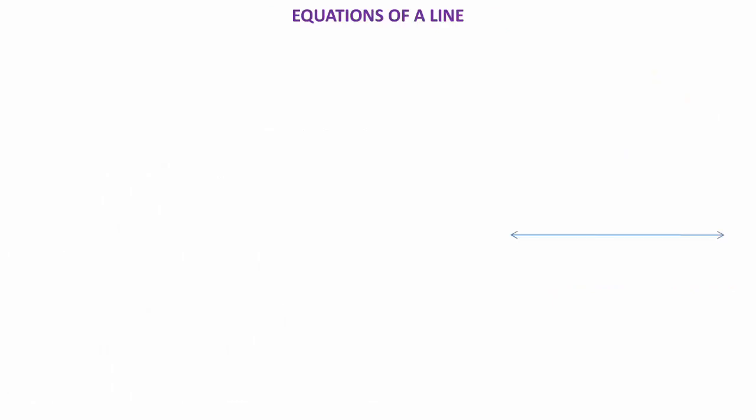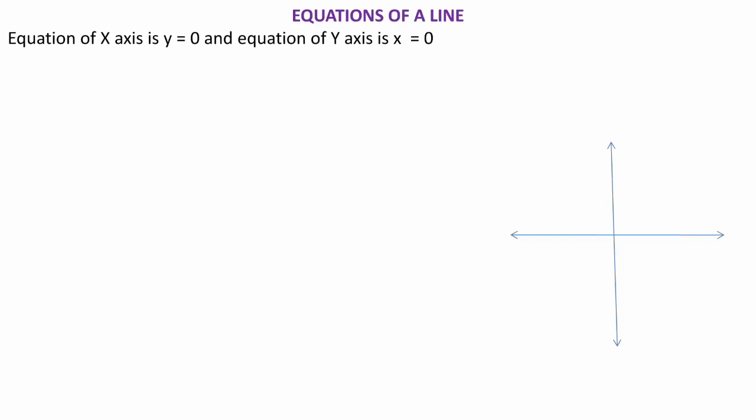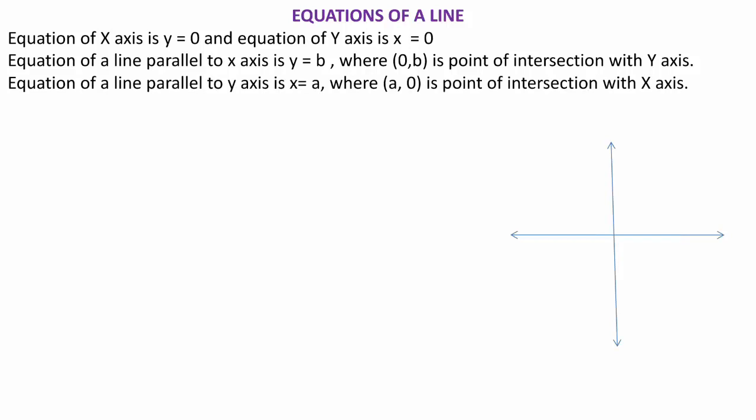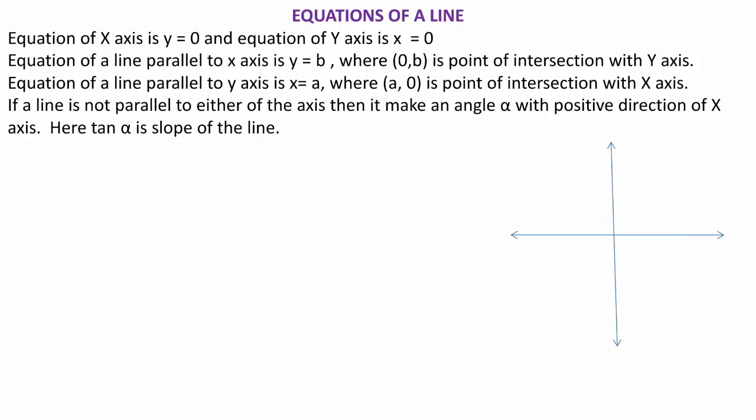Equation of a line. The equation of the X axis is Y equal to 0, and the equation of the Y axis is X equal to 0. The equation of a line parallel to the X axis is Y equal to B, where (0, B) is the point of intersection with the Y axis, and the equation of a line parallel to the Y axis is X equal to A, where (A, 0) is the point of intersection with the X axis.